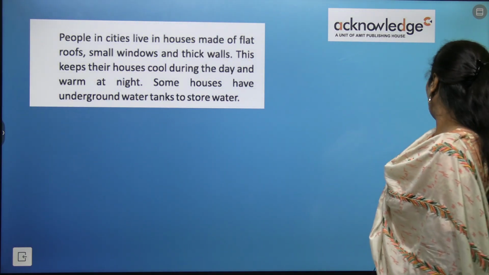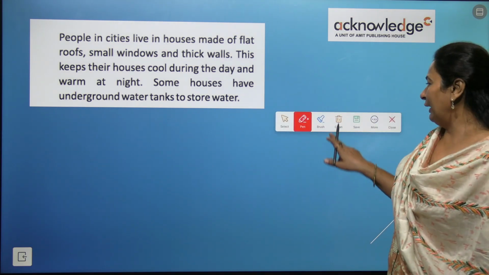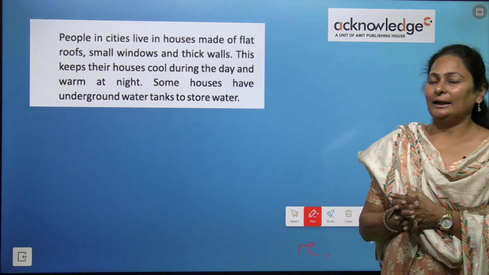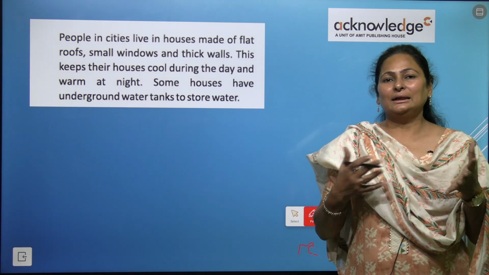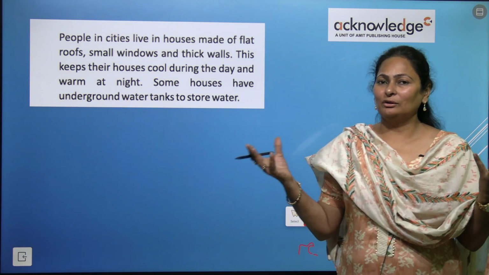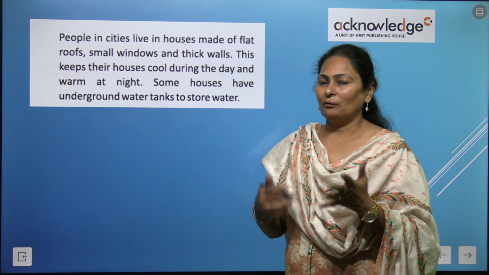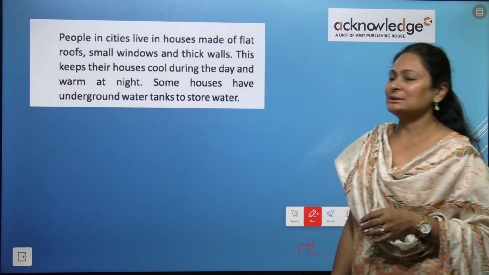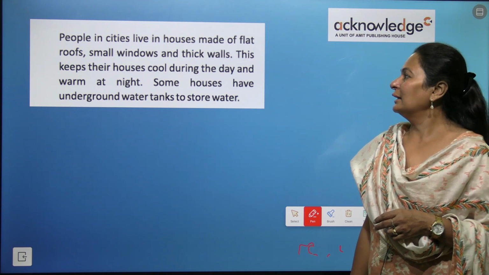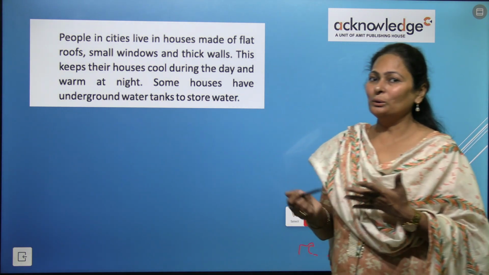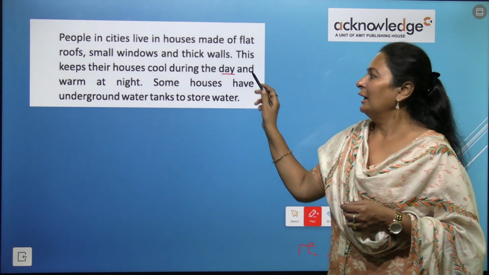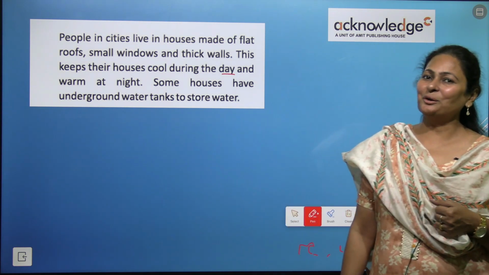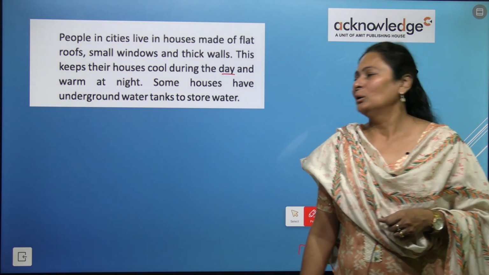People in cities live in houses made with flat roofs. Flat roofs are mainly found in cities and towns, right? Because these areas don't receive a lot of rainfall, water does not accumulate on the roof. So small windows and thick walls are there. These houses keep the people cool during the day and warm at night. Houses have underground water tanks to store the water.